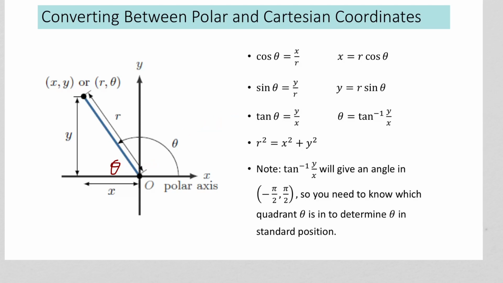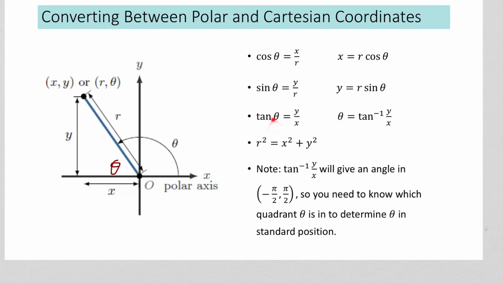So we know, let's look at this one here. The cosine of this angle theta is equal to adjacent over hypotenuse. If I multiply both sides by r, I have x is equal to r cosine of theta. I know that the sine of theta is opposite over hypotenuse, and that y must be equal to, if I multiply both sides by r, r times the sine of theta.